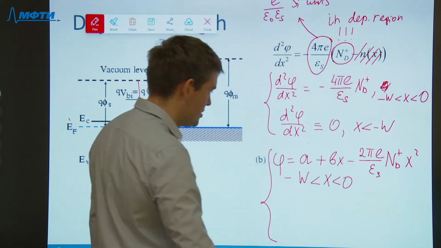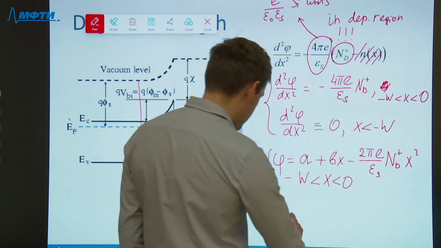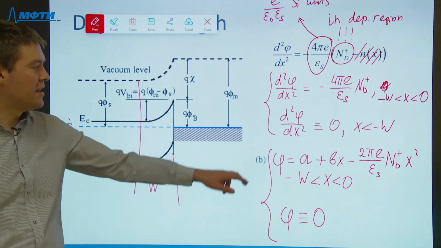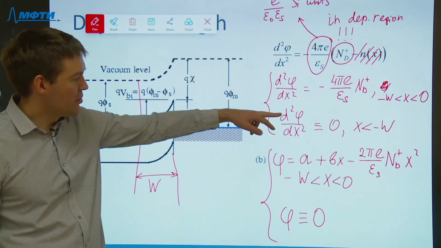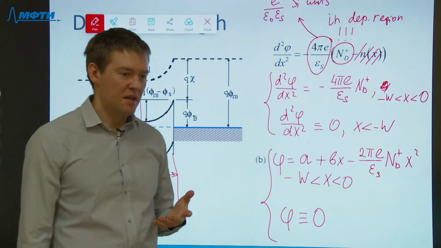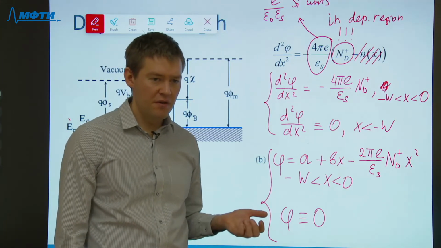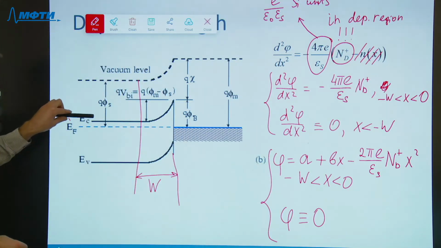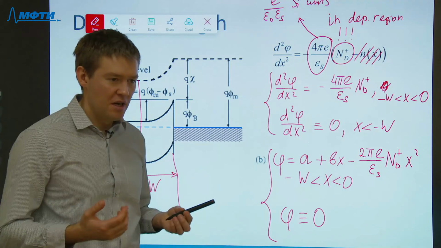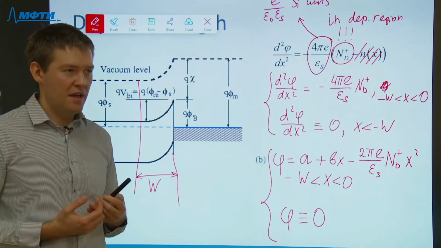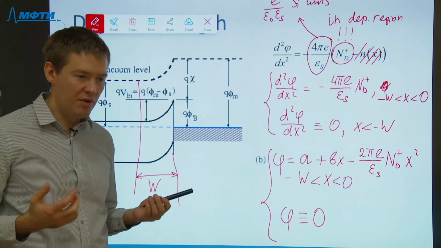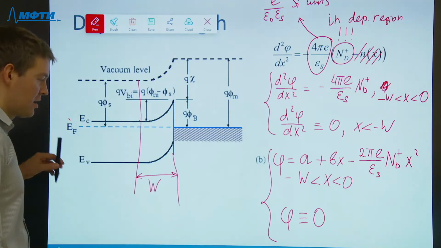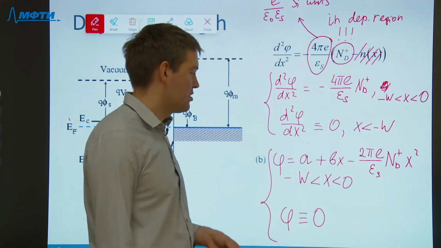And in the second zone, the solution is just 0 electric potential, because we need to find some function which has a 0 second order derivative. Of course, it could be a linear function, but a linear function means that we have some electric field deep in the contact, which doesn't correspond to the situation of global equilibrium. So we take the solution in the deep bulk as 0 electric potential.